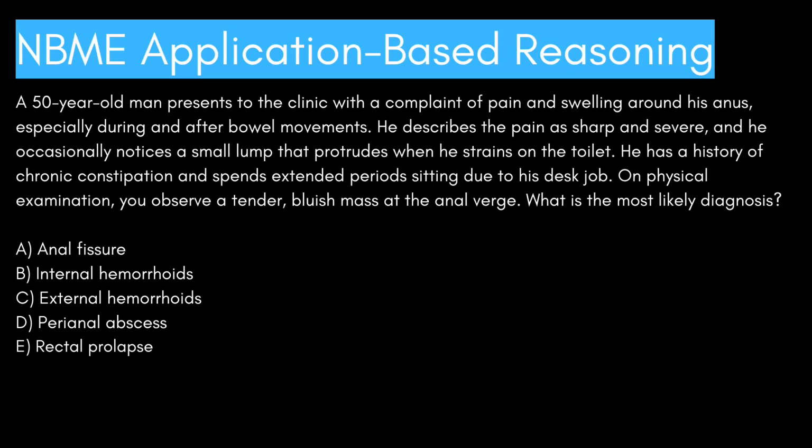A 50-year-old man presents to the clinic with a complaint of pain and swelling around his anus, especially during and after bowel movements. He describes the pain as sharp and severe, and he occasionally notices a small lump that protrudes when he strains on the toilet. He has a history of chronic constipation and spends extended periods sitting due to his desk job. On physical examination, you observe a tender bluish mass at the anal verge. What is the most likely diagnosis?